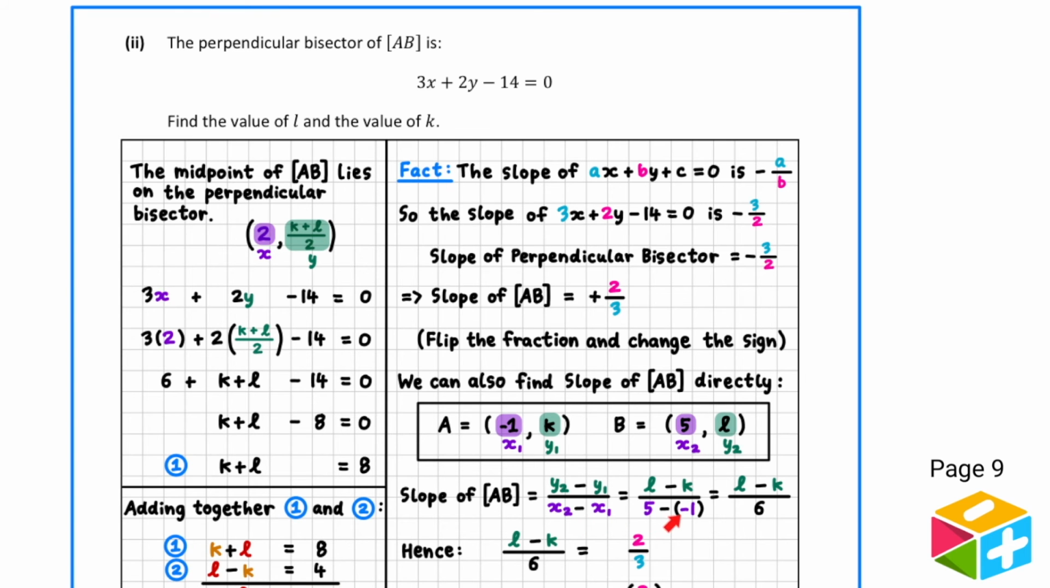Subbing these values in gives us L minus k over 5 minus minus 1. Since two minuses simplify to a plus, the denominator ends up as 5 plus 1, which is 6. This means that the slope of AB is equal to L minus k over 6. Earlier, we found that the slope of AB is equal to 2 over 3. So whatever L and k are, it must be the case that L minus k over 6 comes out as 2 over 3.